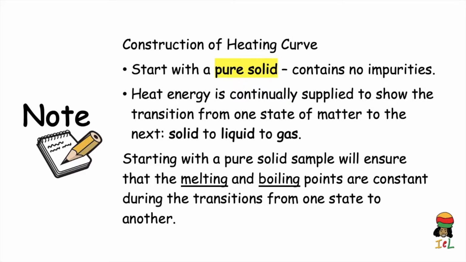Otherwise, and let us have this for general knowledge, if we were to use an impure solid, the impure solid would melt at a temperature range that is lower than the melting point of the pure solid. And as a result, we'll end up with an impure liquid, which would have a higher boiling point than that of the pure liquid. Like any typical graph, the heating curve consists of two axes.